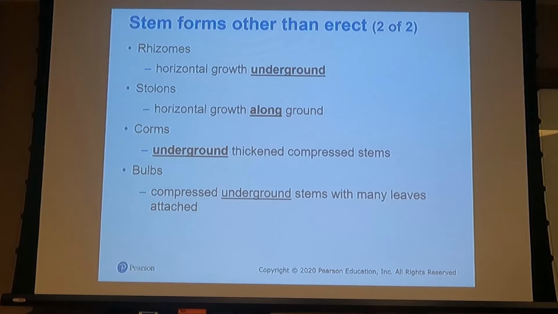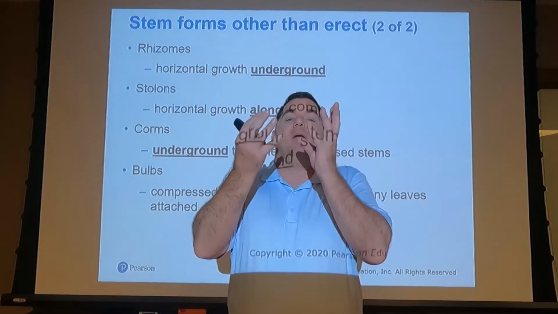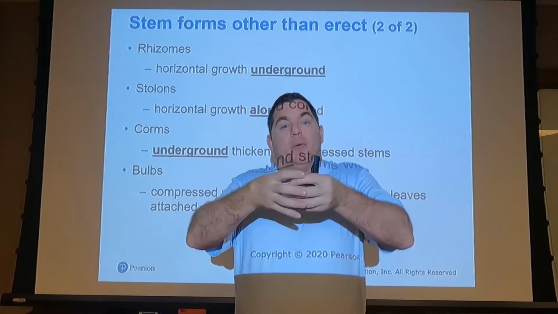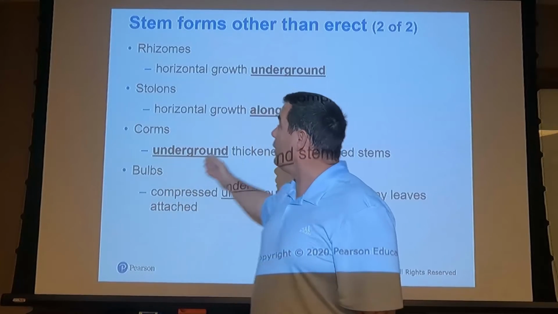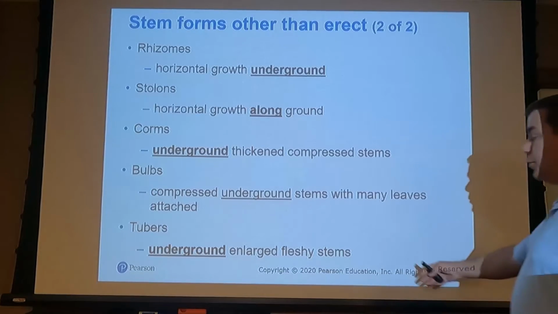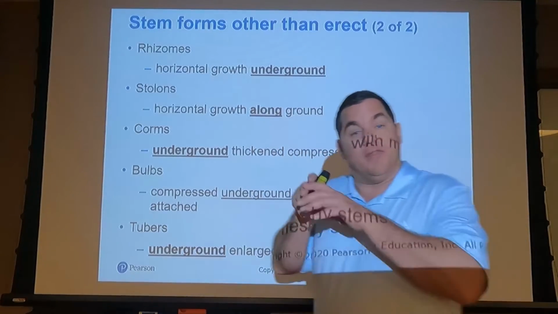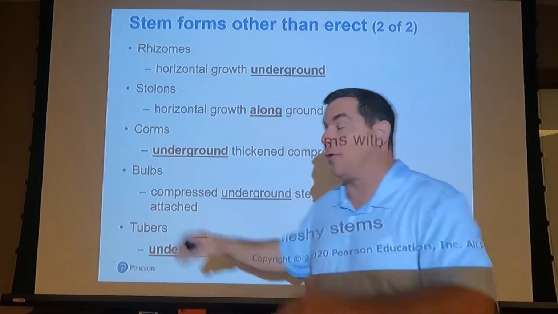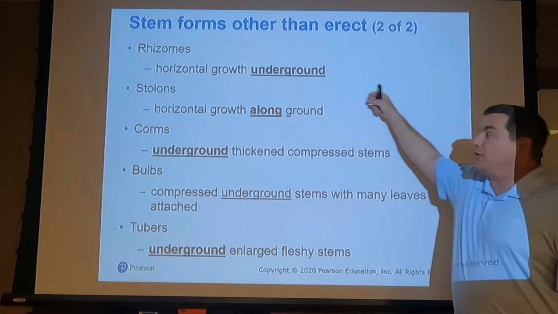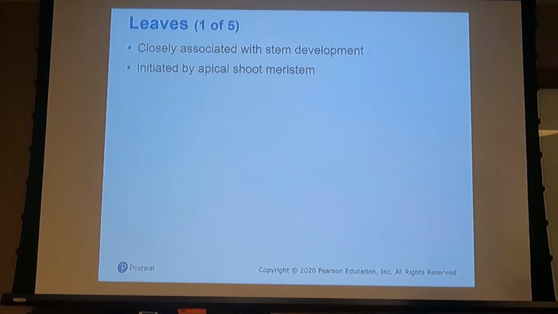Next, we have bulbs that are compressed underground stems with many leaves, so like tulips, onions. So when they come up, they're sending out a lot of leaves. If you think about an onion, it has several layers, but it grows underground. So most of these grow underground, except for the stolons. And then finally, tubers have these enlarged fleshy stems, and when I think of tubers, I'm thinking of potatoes. So that growth does happen underground. So rhizomes, stolons, corms, bulbs, and tubers. The only one that grows above ground are stolons. The rest of them are below ground.